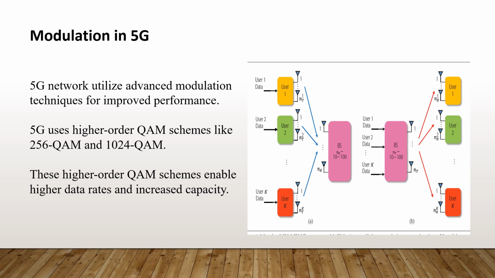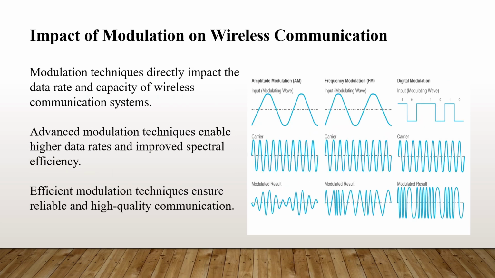Modulation in 5G. 5G networks utilize advanced modulation techniques for improved performance. 5G uses higher order QAM schemes like 256 QAM, 1024 QAM. These higher order QAM schemes enable higher data rates and increased capacity.